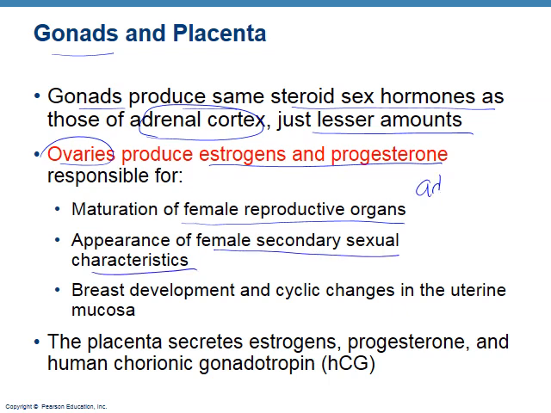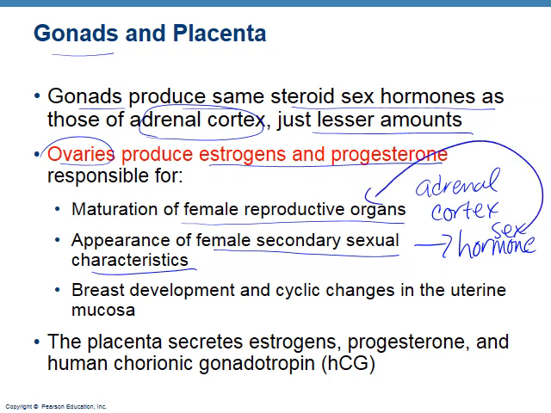What I want you to realize is you have the adrenal cortex that's making these gonadotropins, right? So making these sex hormones. Eventually, these hormones are going to cause the reproductive organs to enlarge, and then eventually they're going to be making their own estrogen and progesterone. So you have 2 sources of steroid sex hormones, the adrenal cortex and your gonads, either ovaries or testes.